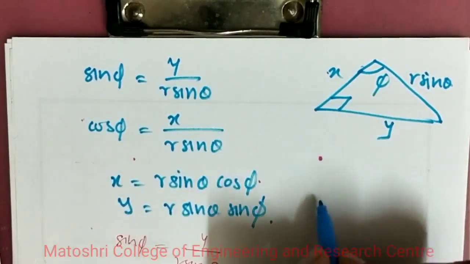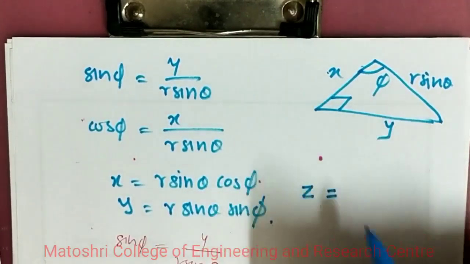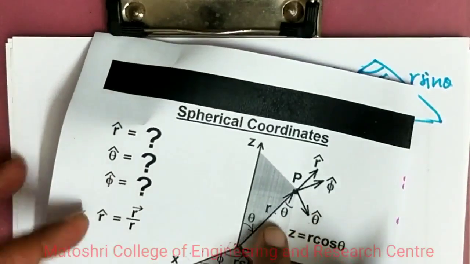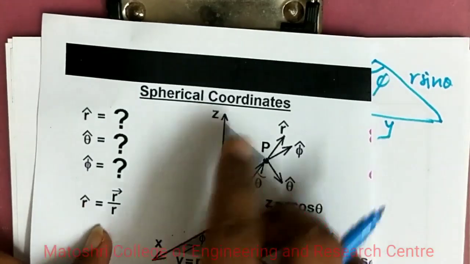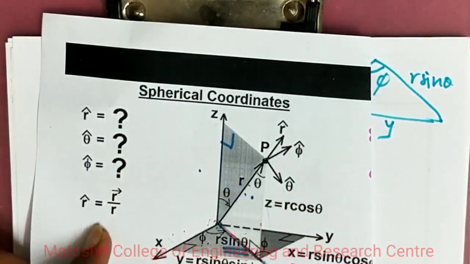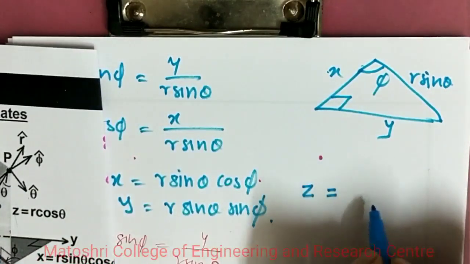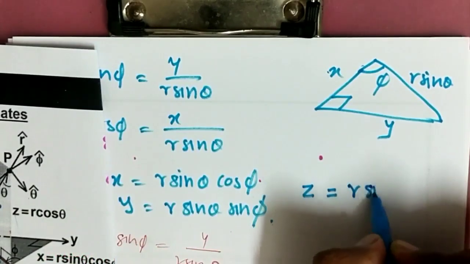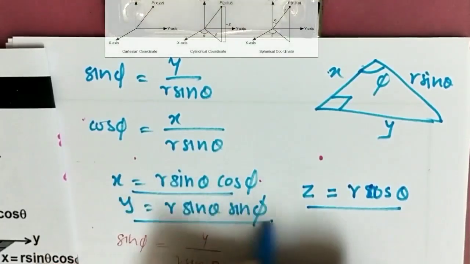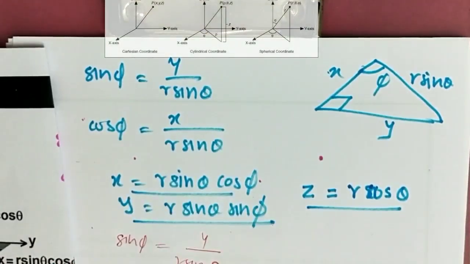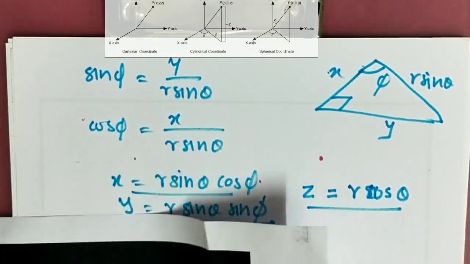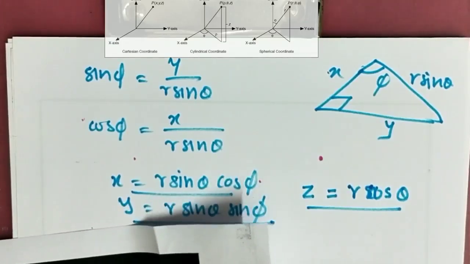Once your x and y are known, what is your z? Again here, this is your r, this is your angle theta, and this is the right angle triangle. What is cos theta? Side length by hypotenuse, this is z by r. As cos theta is z by r, z is r cos theta. So this is how you are able to obtain the Cartesian coordinates from the spherical coordinates. This is the conversion between the spherical and the Cartesian coordinate systems.